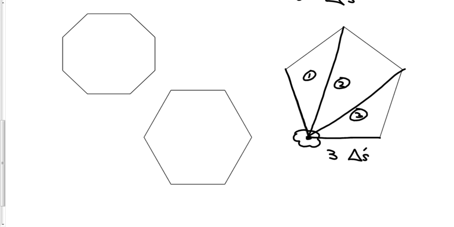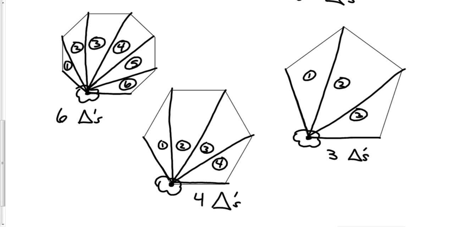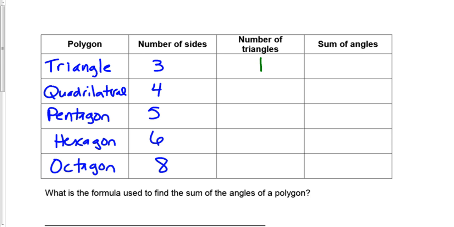So for the hexagon, I got 4 triangles, and for the octagon, I got 6 triangles. So now what I'm going to do is go back to my chart on the other page, so turn your paper over, and we're going to fill in the number of triangles that we got. So for the triangle, we got 1 triangle.